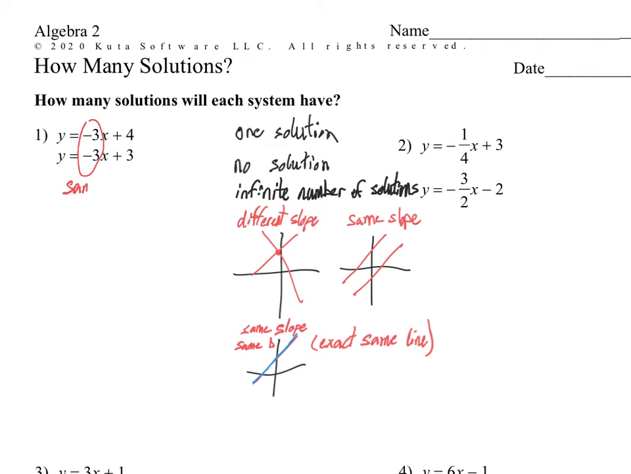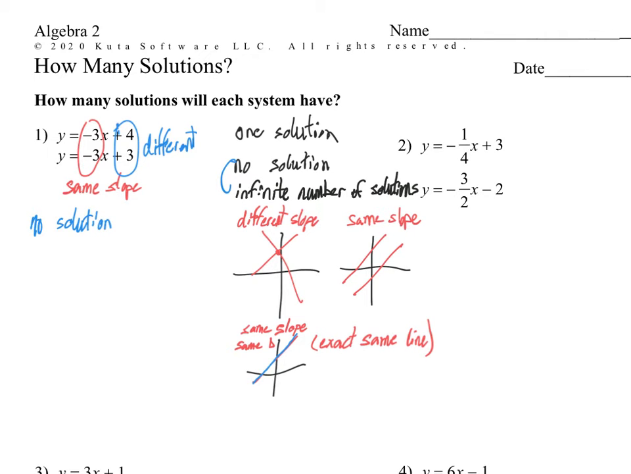Okay, so number one, they have the same slope, right? So it's either no solution or an infinite number of solutions. And to check that, you check the b value. Okay, they're different. So they are different lines. So that tells you that there is no solution.